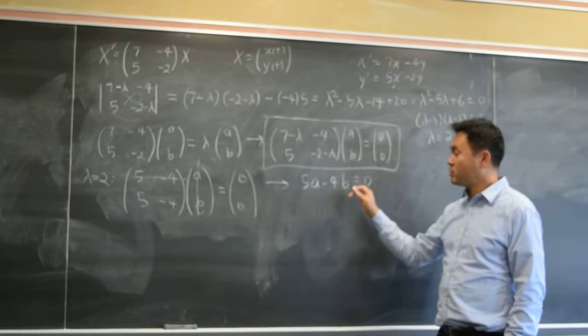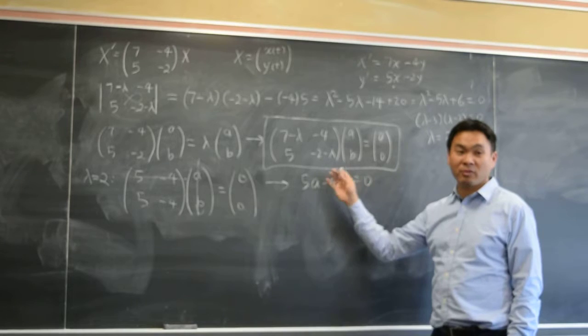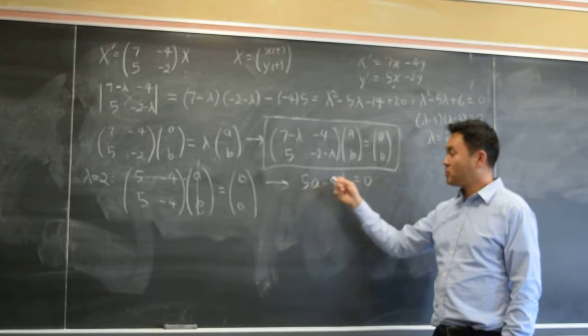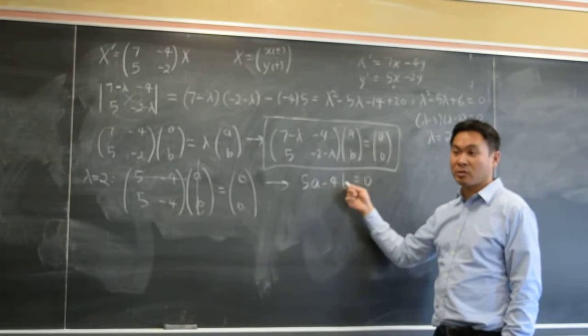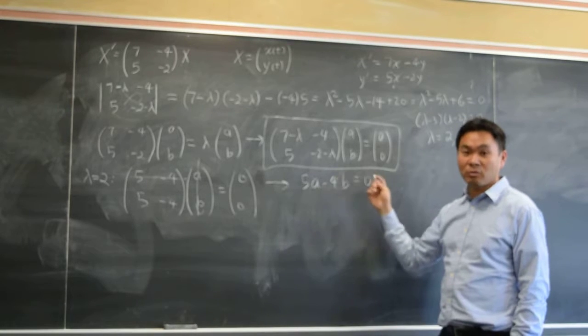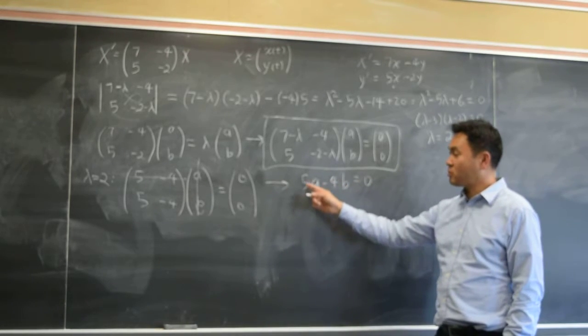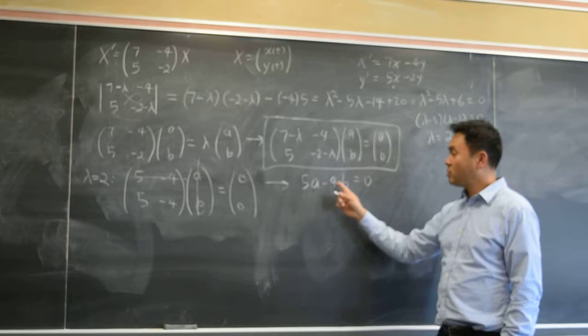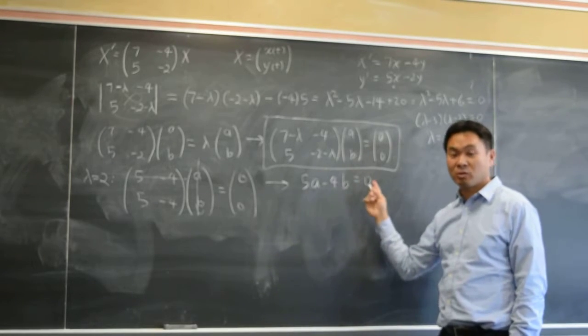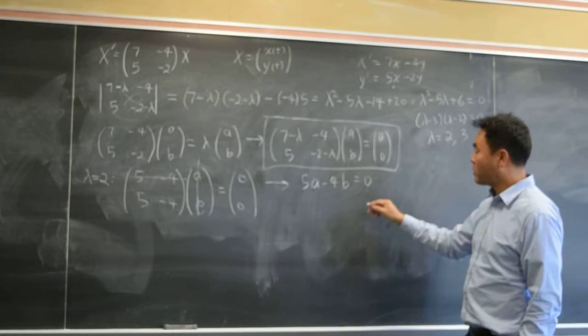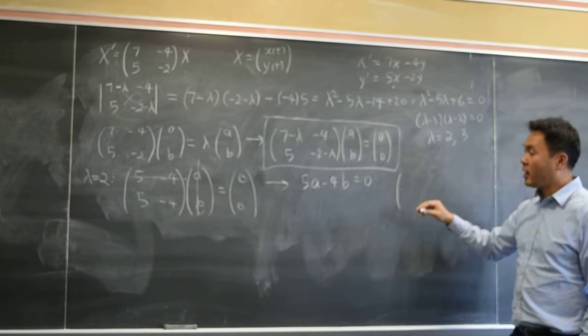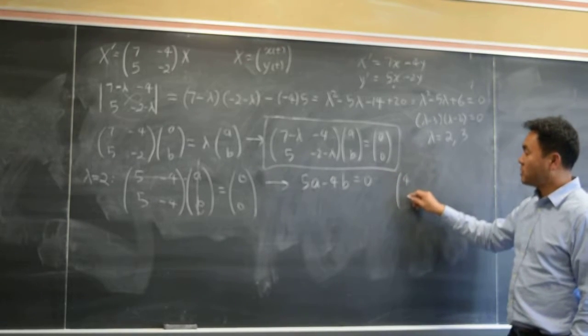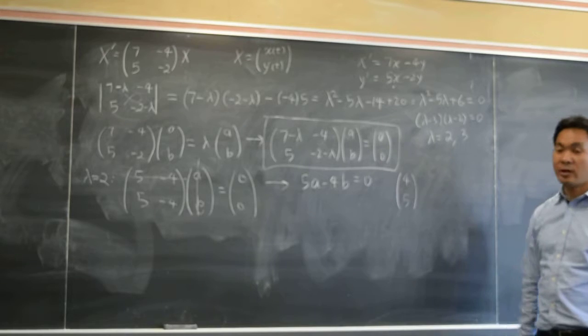What satisfies this? Usually if you switch these values around, it works, right? You take 4 and put it here, 5 and put it here. Sometimes you'll have to change the signs. This time it just works. 5 times 4 is 20, 4 times 5 is 20, 20 minus 20 is 0. So if you take A to be 4 and B to be 5, that's an eigenvector.